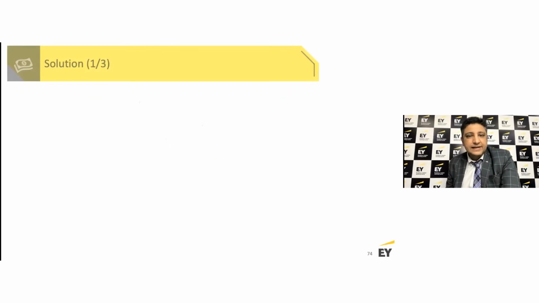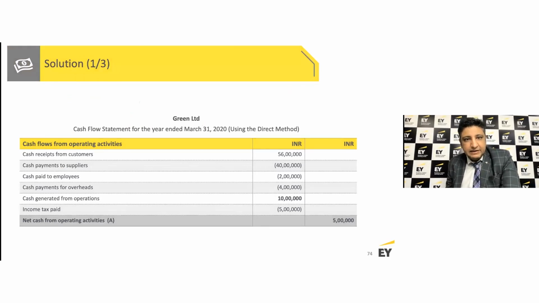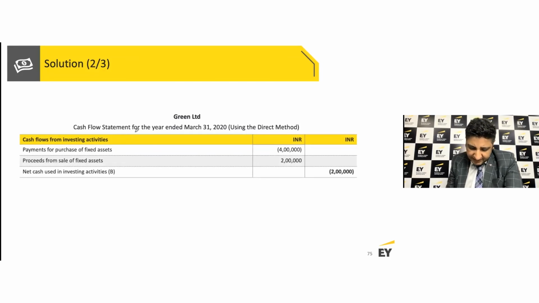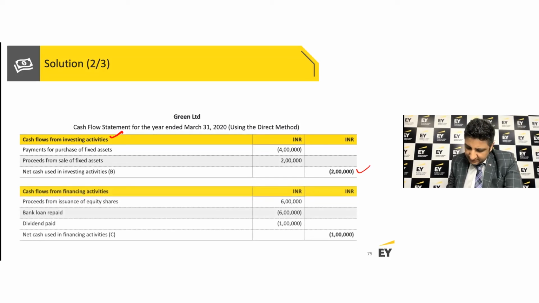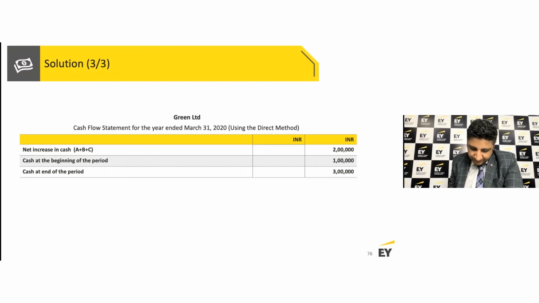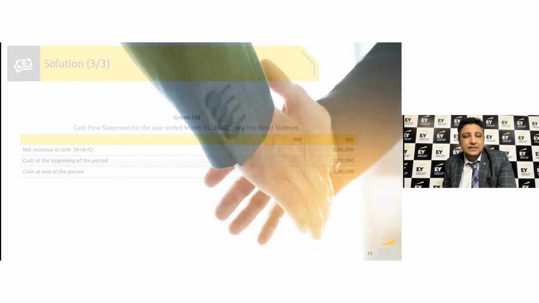Let's have a look at the formal solution as well. Green Limited statement of cash flows for the year ended 31st of March 2020 using the direct method. We have got operating activities 5 lakh. Likewise, we have got investing activities -2, and financing activities -1. And then finally, there's a reconciliation where we say the net change or an increase is 2 lakh. My opening balance is 1 lakh. And of course, my closing balance is 3 lakh automatically. All right. Thank you very much.